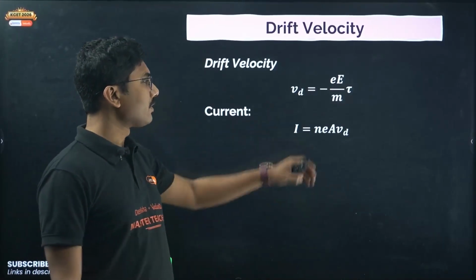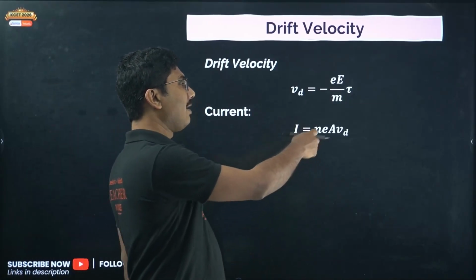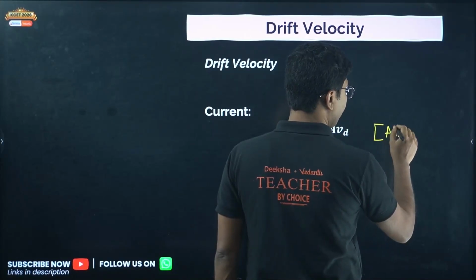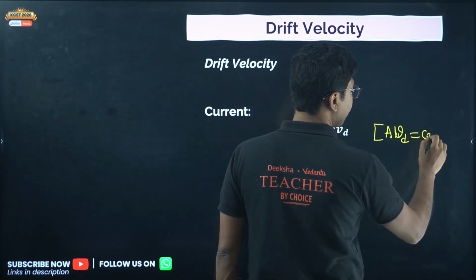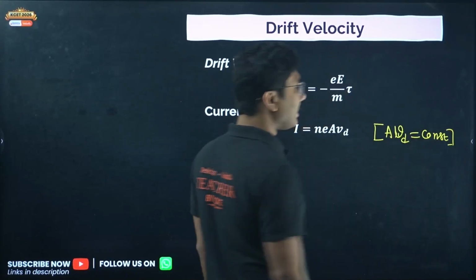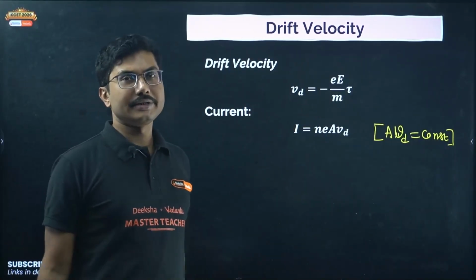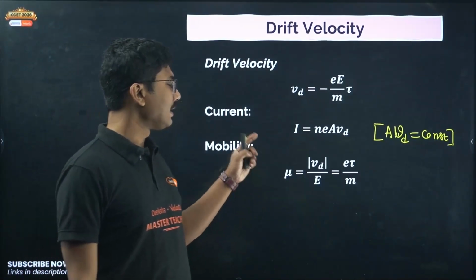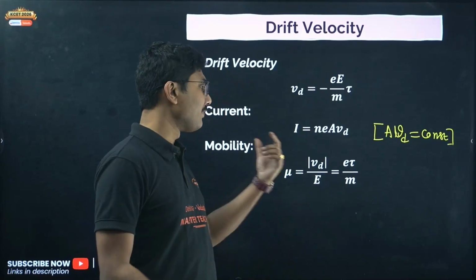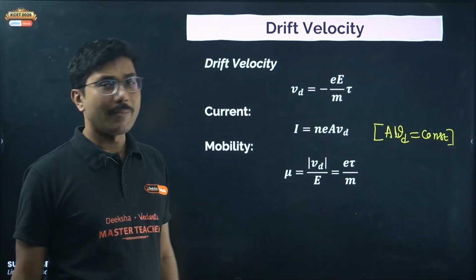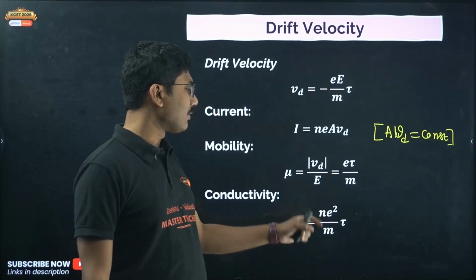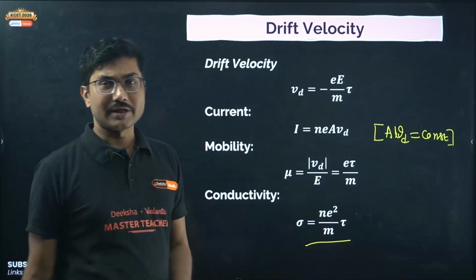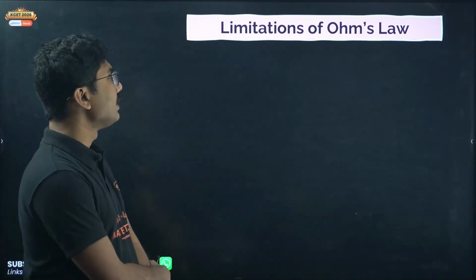Now current in terms of drift velocity is given as n e A v_d. A is the area, v_d is the drift velocity, and you should also remember that for a given conductor, if the current flowing is uniform, then A v_d is constant. Okay, so if area increases, drift velocity decreases. If area decreases, drift velocity increases. Now mobility, how fast an electron is moving, is given by the magnitude of drift velocity divided by electric field, and that is e tau by m. And conductivity is sigma equals n e square tau by m. This derivation is important. If you want to practice it, you can check our Brahmastra series. Now let's move on with limitations of Ohm's law.